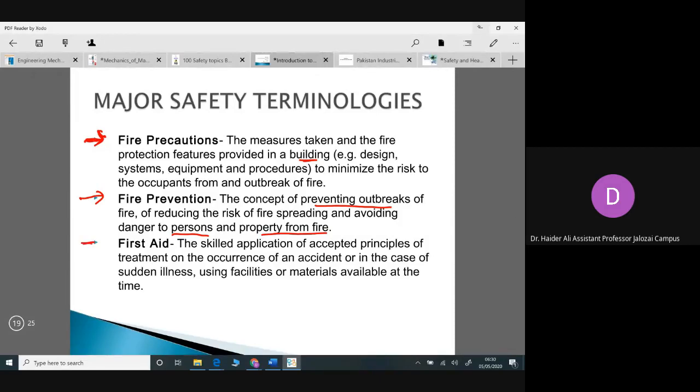Next comes the concept of first aid. What do you mean by first aid? Say there is an incident or an accident in the organization, or there is a case of sudden illness. So the organization should have the facility of first aid. Now, the level of first aid would depend on the organization. At least every organization should have some sort of first aid kit to treat minor bruises or burns.